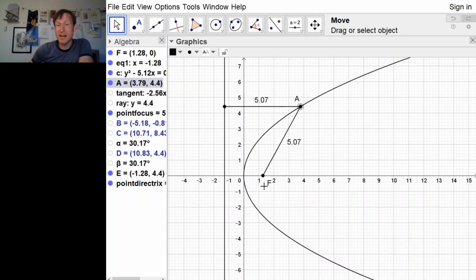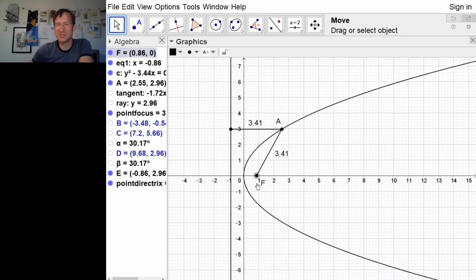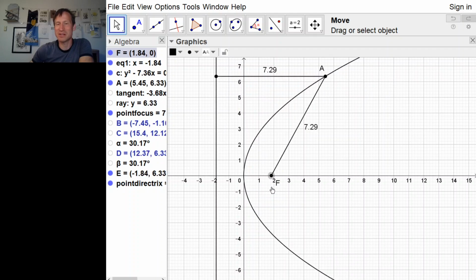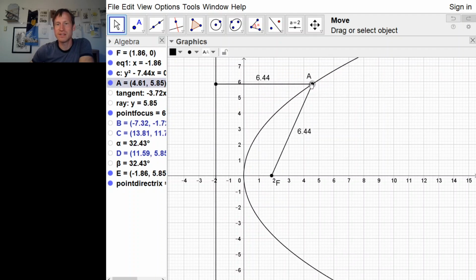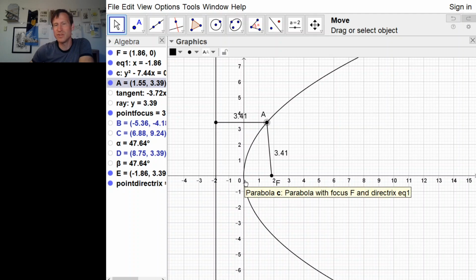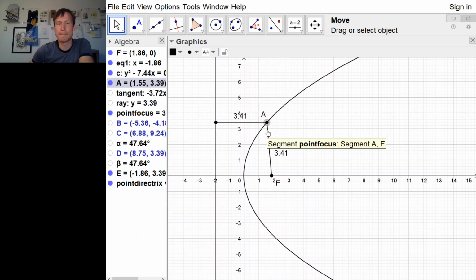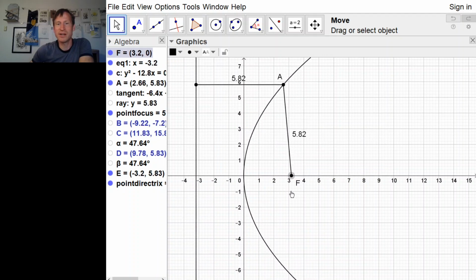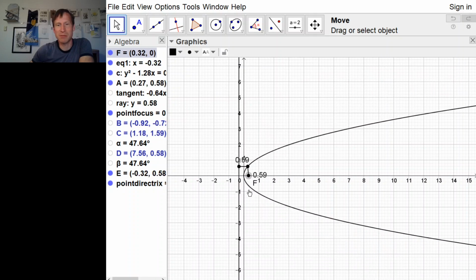I have this set up so that even if we move the focus, the parabola will adjust itself to still be the correct parabola for this focus. So if we move the focus over here, these distances are still equal to each other. Notice that when I move the focus, the directrix also has to move in order to keep the vertex of this parabola at the origin. So if I move the focus further out, the parabola gets wider. If I move the focus further in, the parabola gets narrower.